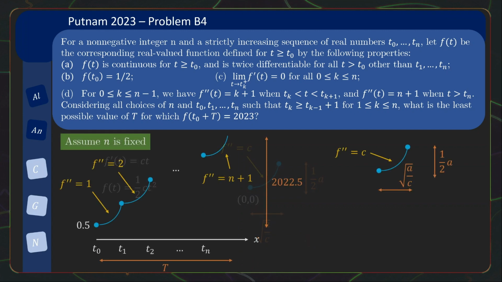Now what does this mean? Let's go back to our diagram, our master diagram. So I need to cover a total height of 2022.5. But for each piece, where I cover half a, I need to travel an x distance of square root a over c. So if I distribute this height between the different pieces, let's say I want to gain height a1 here and a2 here, dot dot to a n plus 1 here, then the distance that I will need to travel is given by the sum of all these square root terms, and that will be my value of t.